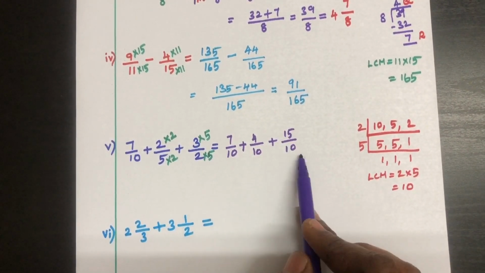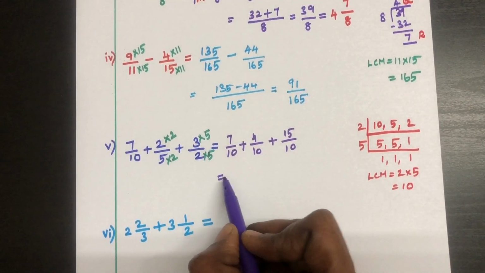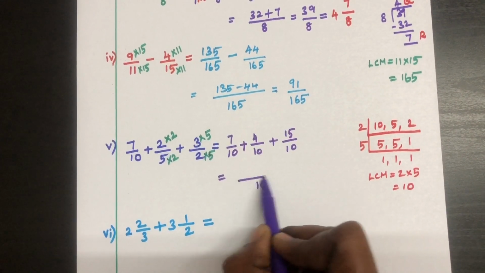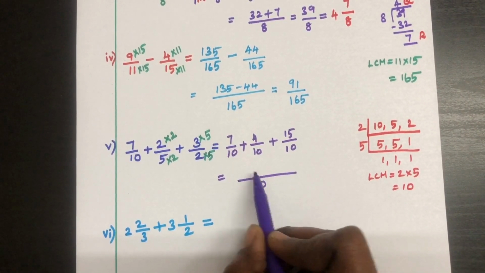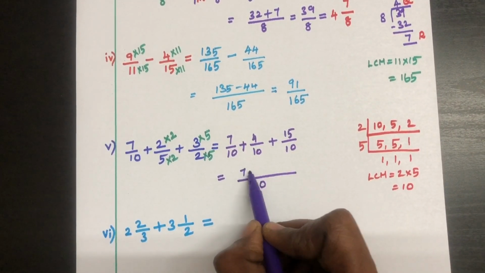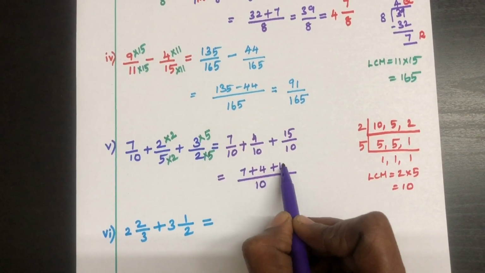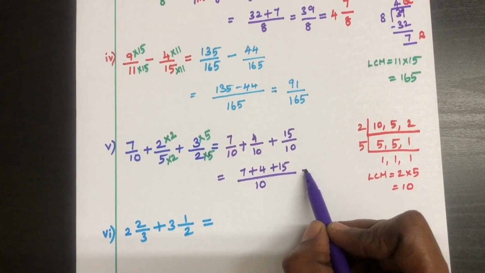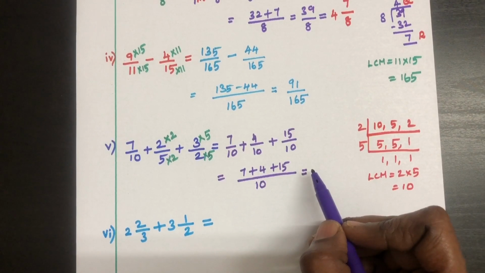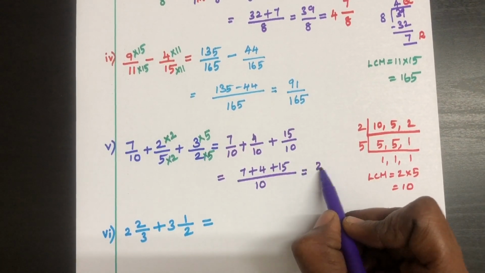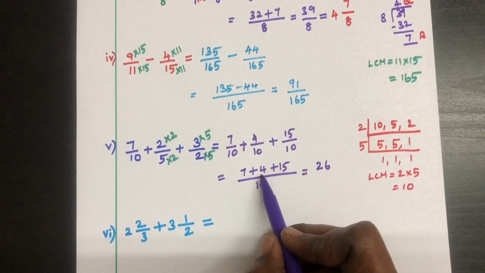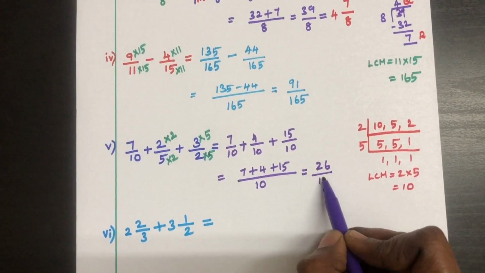See, all the denominators are 10. So we can have the common denominator. So we can take this 10 as a common thing. We can add the numerators. 7 plus 4 plus 15 gives us 26. So 26 divided by 10.